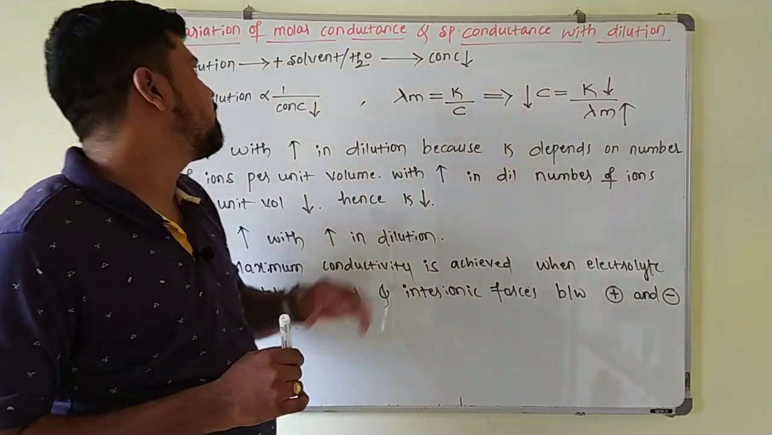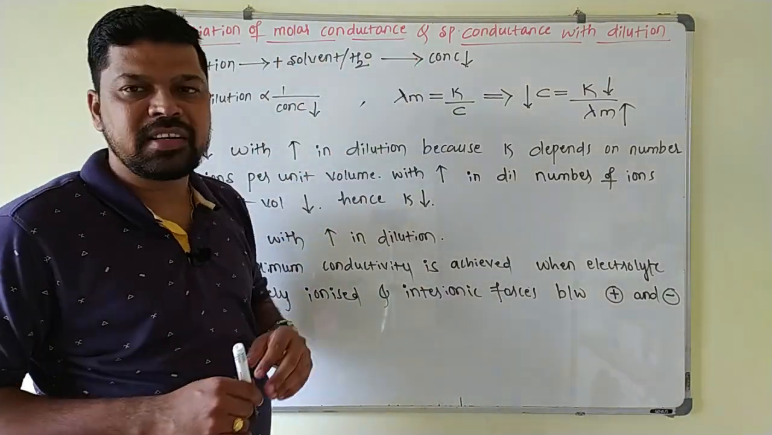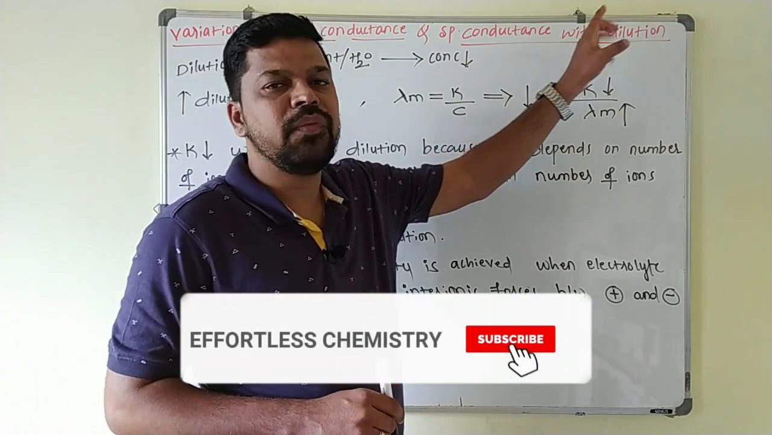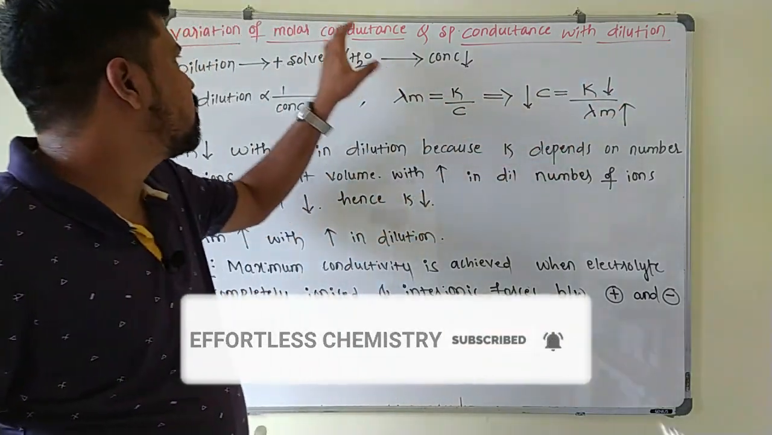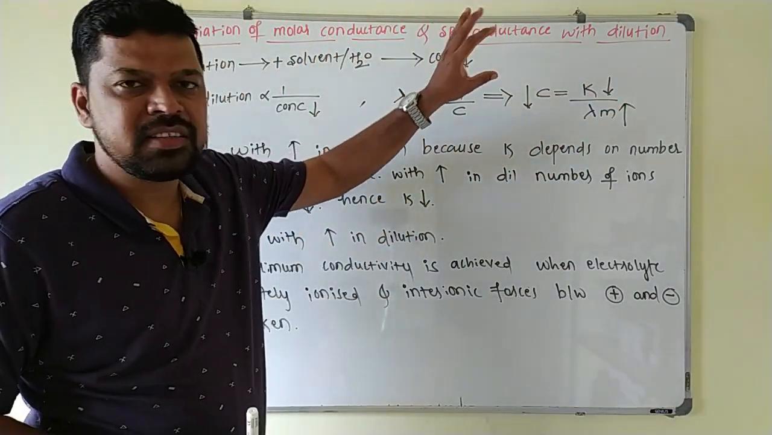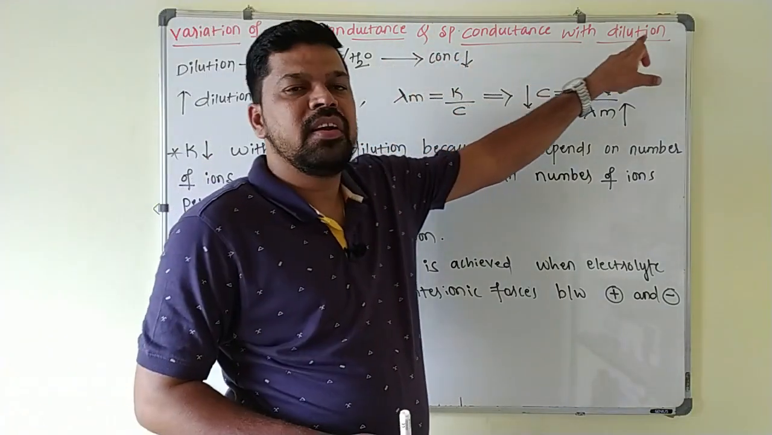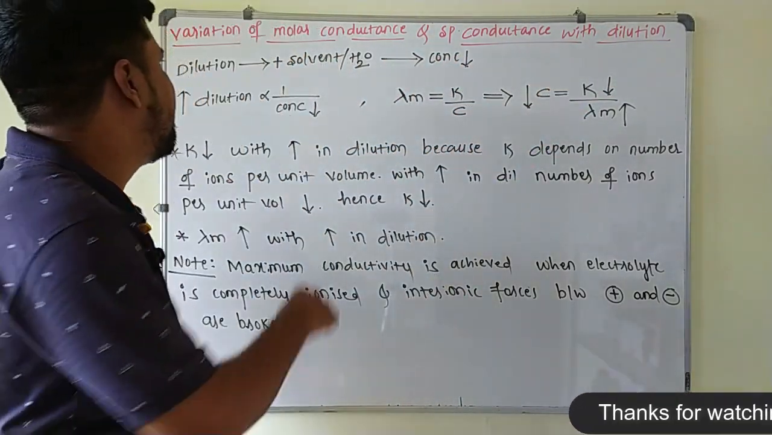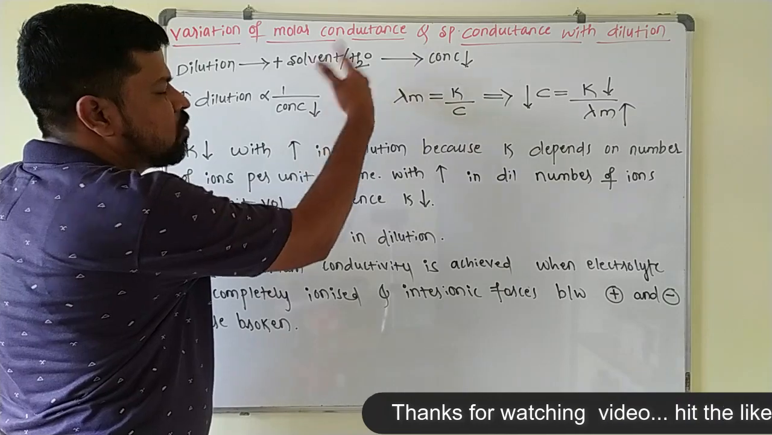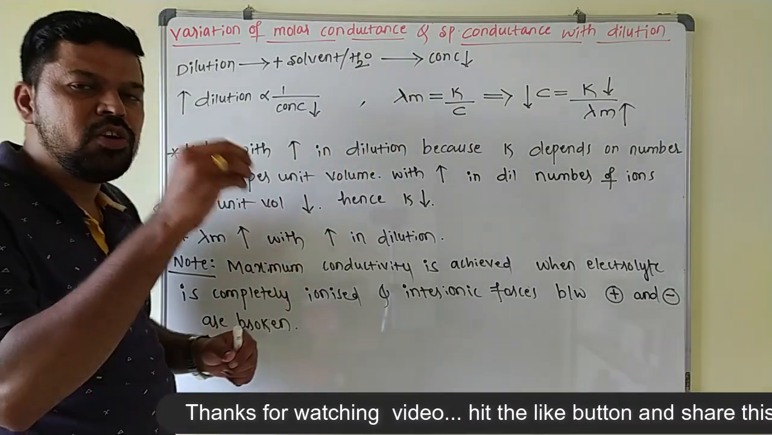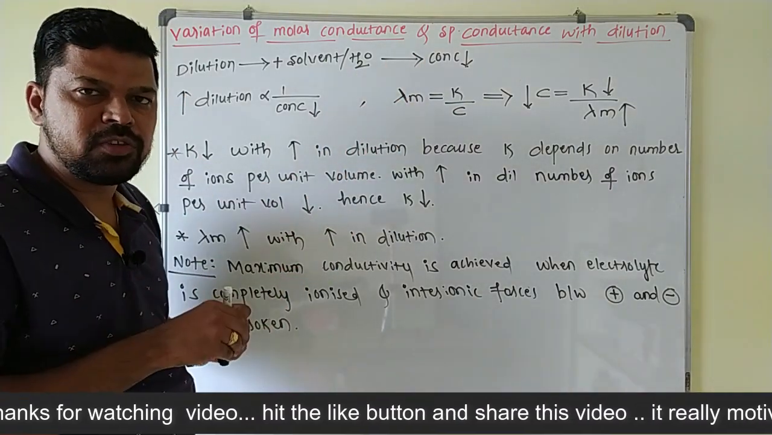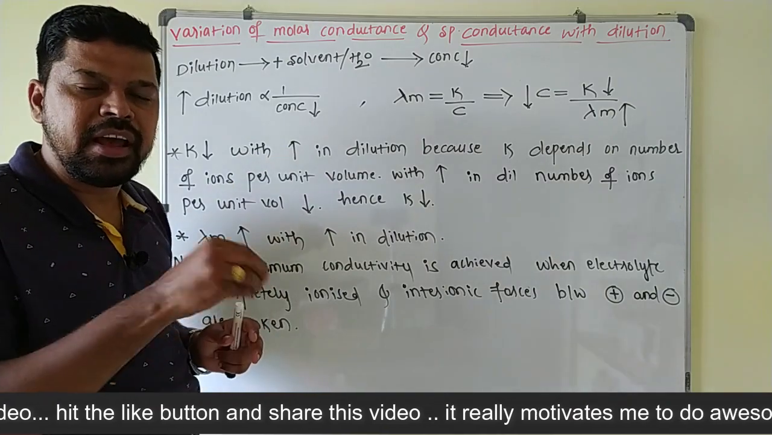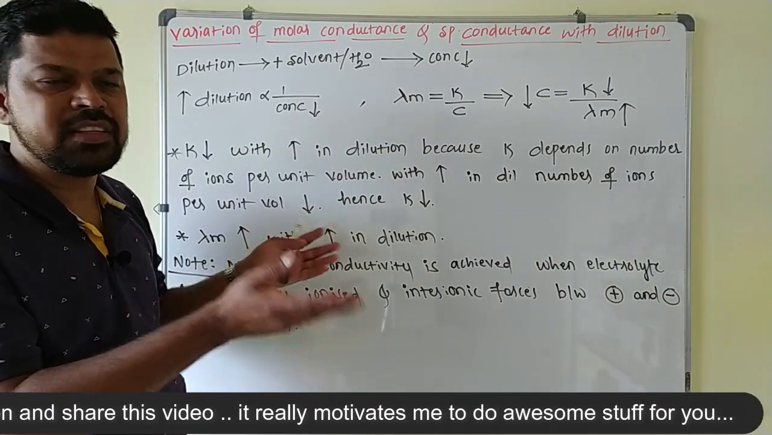So the next point is variation of molar conductance and specific conductance with the dilution. How do molar conductance and specific conductance vary with dilution? What is dilution here? Addition of solvent or water is called as what? Dilution. If you add water or solvent to the electrolytic solution, that process is called dilution. Simply the addition of water is dilution here.